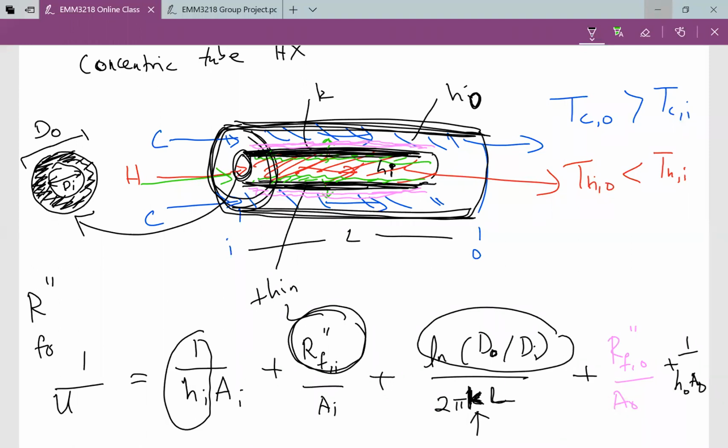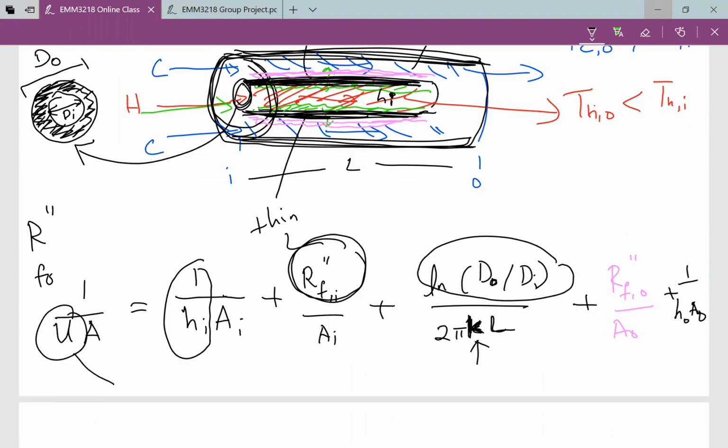And because you're talking about Q, we divide by area, then you have area also on the left hand side. So U is called the overall heat transfer coefficient. It's much like H, which is a heat transfer convection coefficient, but U is more like overall because it combines convection and conduction. You could have more than one convection, more than one conduction. So overall is called U.